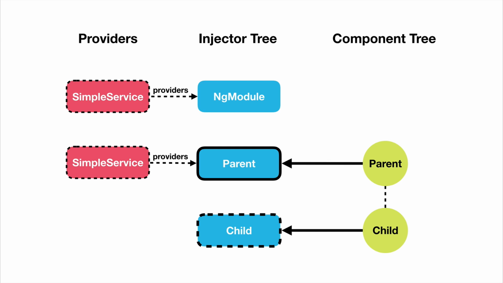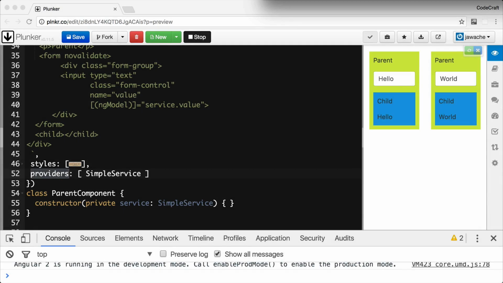And then when the child component, the child of the parent, requests simple service as well, we haven't configured it on the child component, so it's going to forward the request to its parent. It's configured on the parent, and it will return the same instance of simple service that was configured on its parent. And that's why both the parent and the child are sharing an instance of simple service, like so.